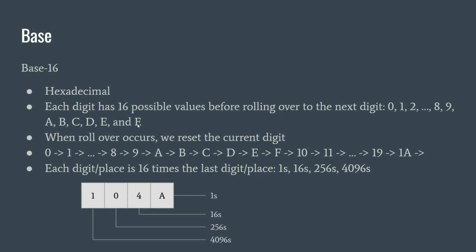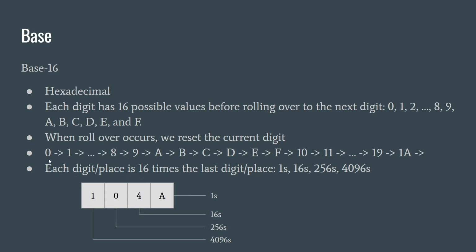Just like in base 10, you roll over at 9 going to 10. In base 16, you're going to roll over from F, which is 15, to 16. And you're going to increment the next digit and reset the current digit.